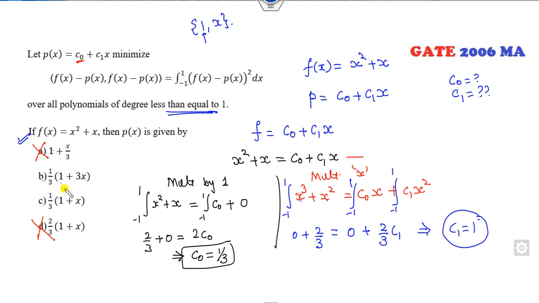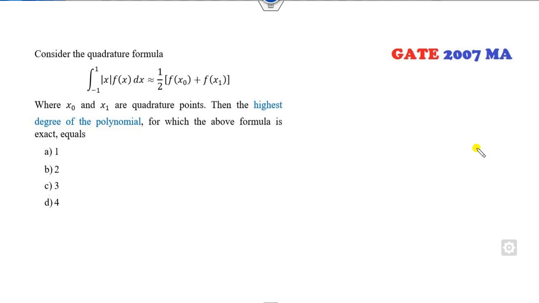So C0 is 1 over 3. So the right answer is B. Otherwise you can substitute this value here: 1 over 3 plus x. You can see I can take 1 over 3 common. 1 plus 3x is the right answer. So you can see within a couple of seconds you can find this answer in a very simple manner. Kindly put a like on this video as well.